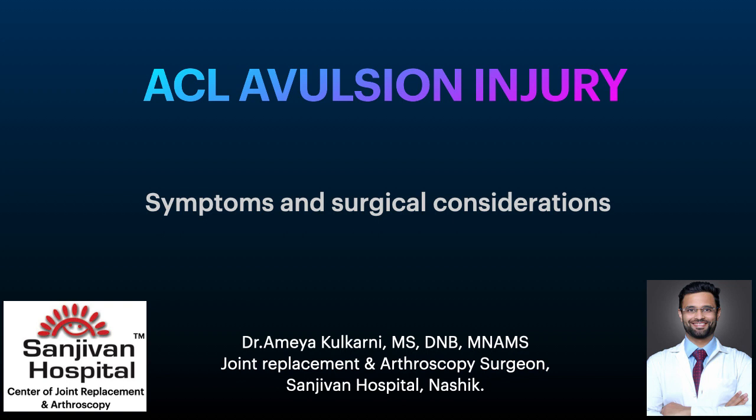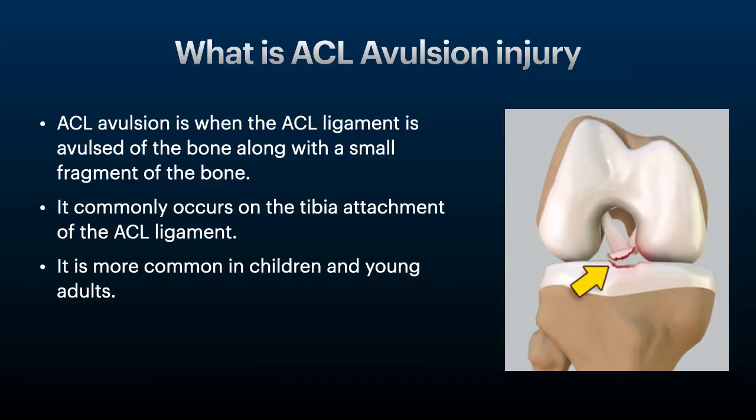Today we'll be discussing ACL avulsion injuries, everything from the causes, symptoms and surgical considerations. So what exactly is an ACL avulsion injury? An ACL avulsion injury is when the ACL ligament is avulsed off the bone along with a small fragment. It usually occurs at the tibial attachment of the ACL and is more common in children and younger adults.